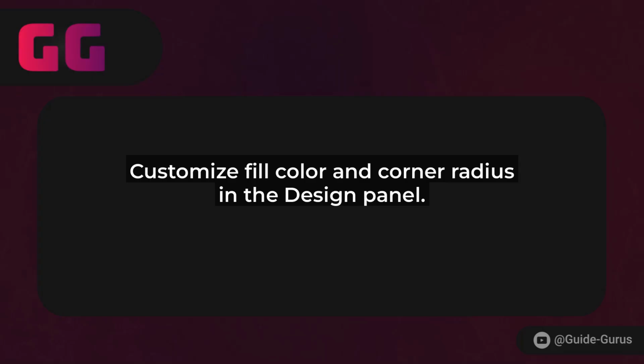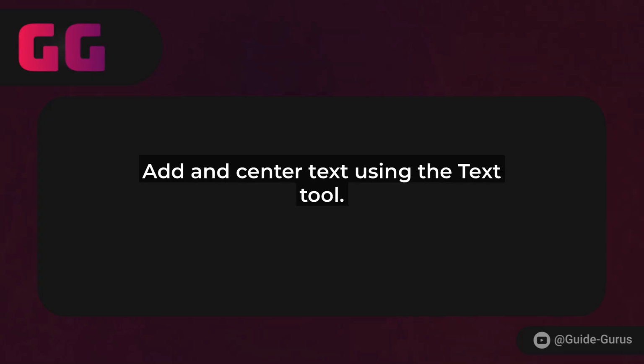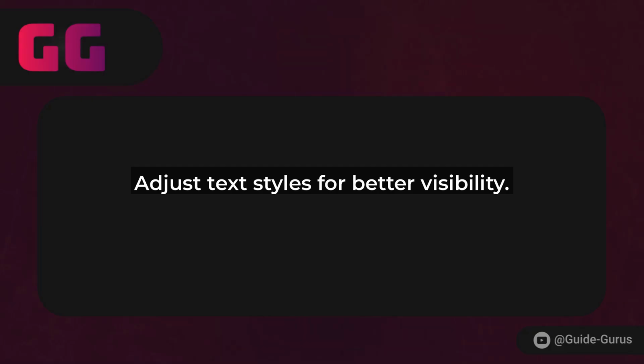To make it interactive, add some text. Select the text tool, click inside your rectangle, and type something catchy like "Get Started." Use the alignment options in the design panel to center the text both horizontally and vertically. For extra polish, tweak the font size, weight, and color to ensure it pops. Think bold sans serif for 2025 trends.